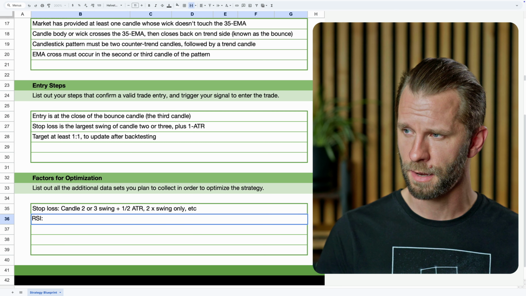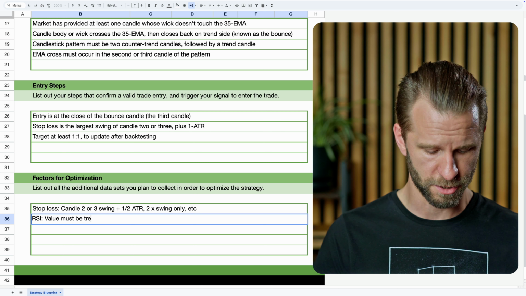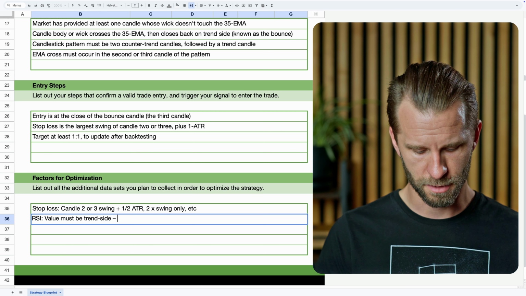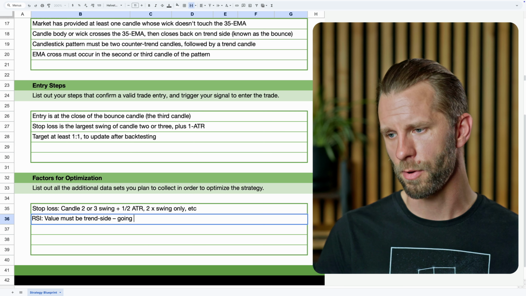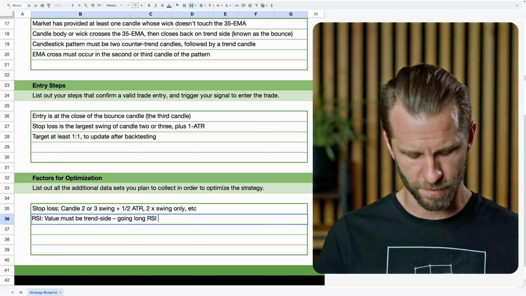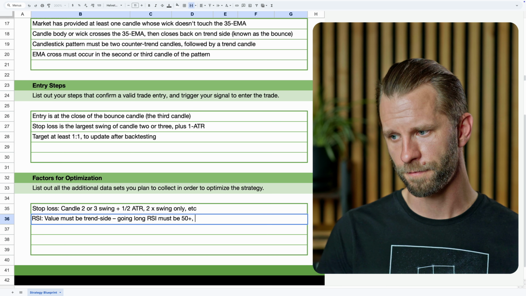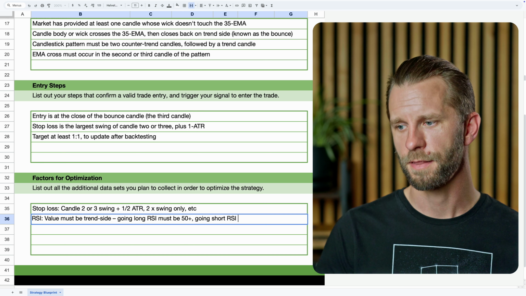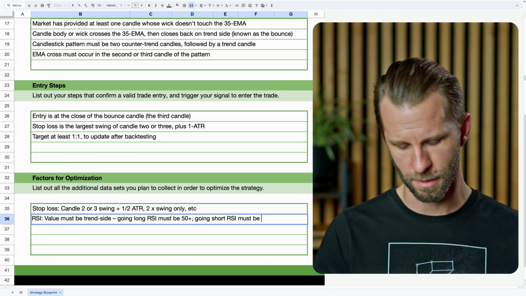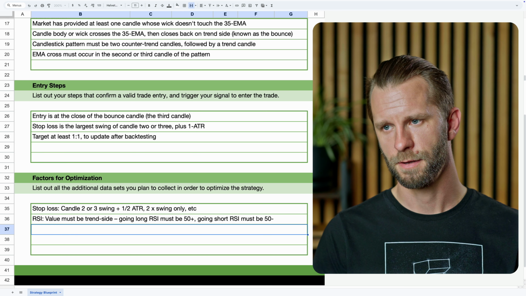We could say the value must be trend side. So what I mean by that is if we are going long, the RSI value must be 50 plus, so above 50. If we are going short, the RSI value must be below 50.